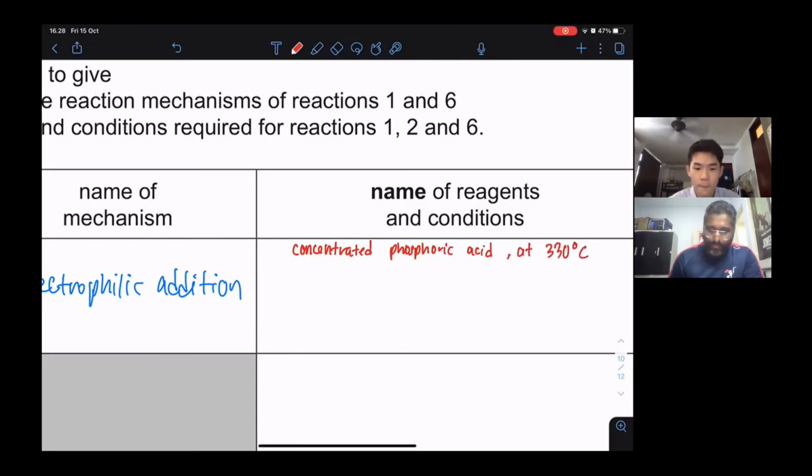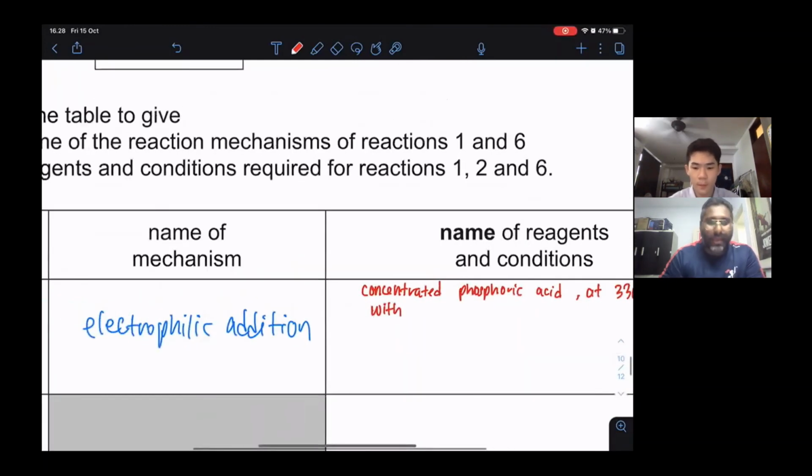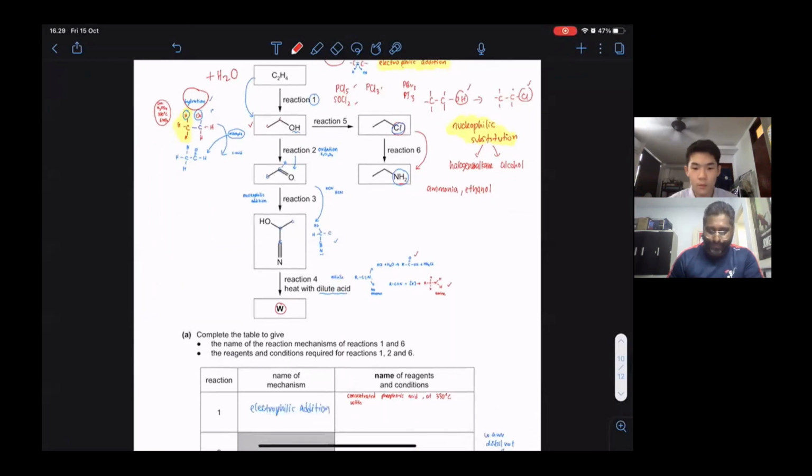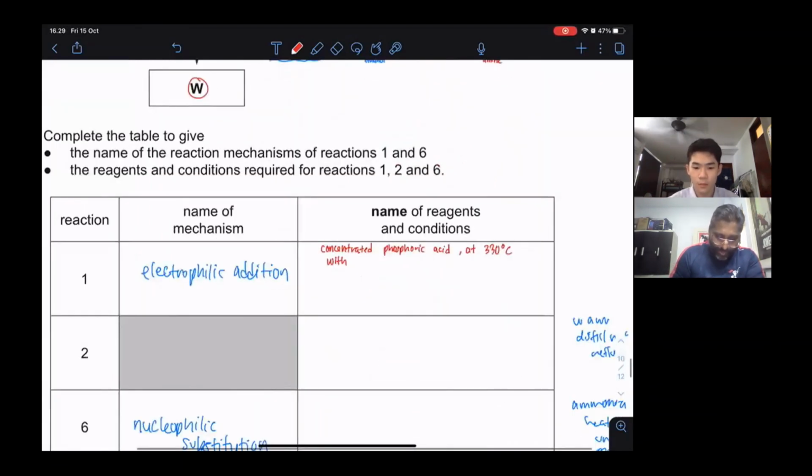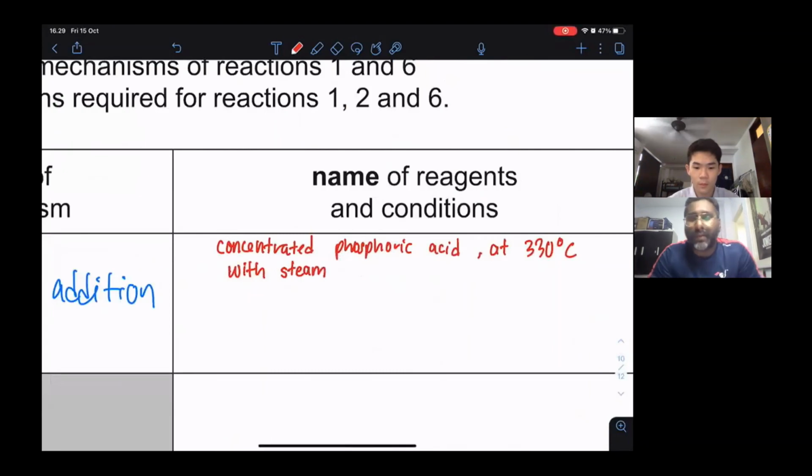330 degrees Celsius, with water, right? So do remember, there is going to be hydration, it means with water. H and OH are coming from water. Therefore, you must say this is going to be done with steam, which is the water. At 330 degrees Celsius, definitely water is going to be in steam form. And then the pressure is going to be 6 megapascal.